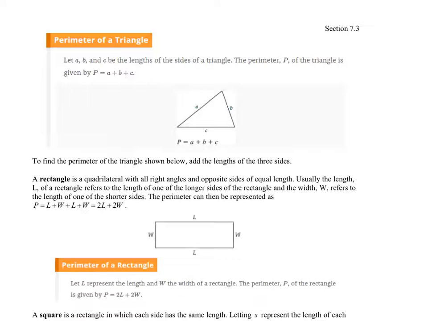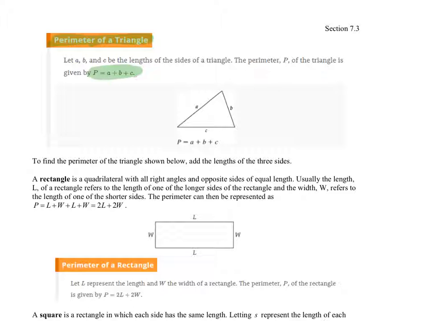So the first shape that we want to find the perimeter of is a triangle. How do you find the perimeter of a triangle? Well, it's pretty simple. The perimeter is the outside, so you add up the 3 outsides. How do you find the perimeter of a triangle? You add up the 3 sides, okay?